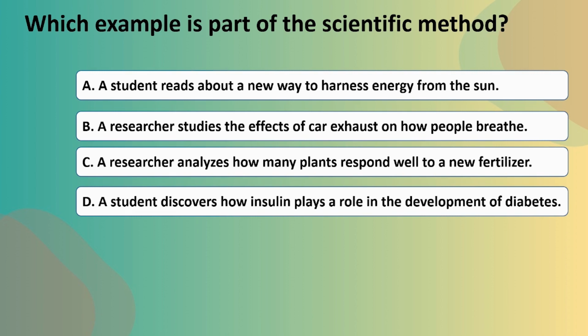The next question, which example is part of the scientific method? A, a student reads about a new way to harness energy from the sun. B, a researcher studies the effects of car exhaust on how people breathe. C, a researcher analyzes how many plants respond well to a new fertilizer. Or D, a student discovers how insulin plays a role in the development of diabetes.